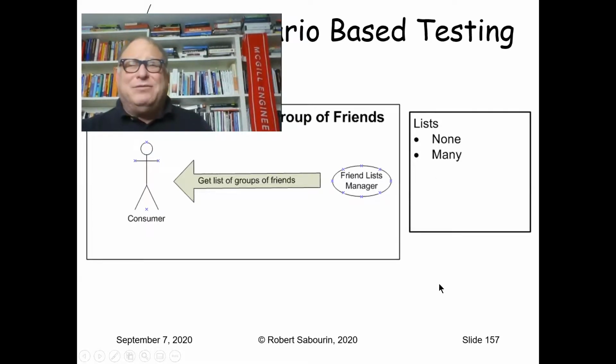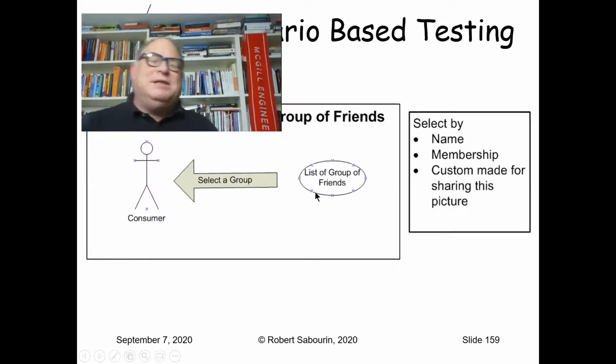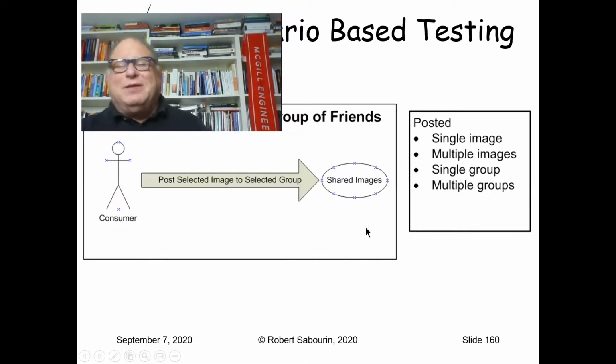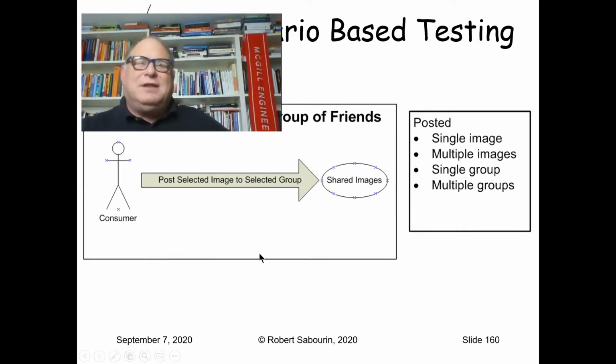I probably have only one, because I only have one person who's a friend in there, my wife, Anne. Then once I've got that list of images, I want to pick the image I'd like to share. This could be one or more images, and I select by name, type, or preview, something like that. So I pick the image. And once I've got the image, I pick the group of people to send it to. Usually you check the group by name or membership, or you make a custom group just for this picture. Then we post it to the group. So I've got the group, I've got the picture, I post it. And I could do one or more images to one or more groups. Bang, magical, wonderful. It goes out there.